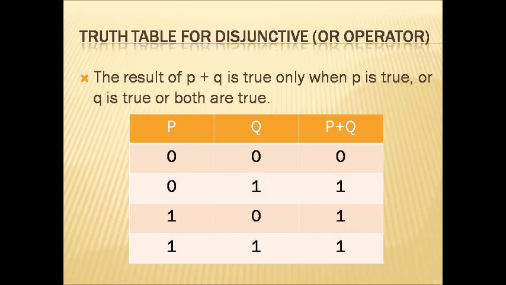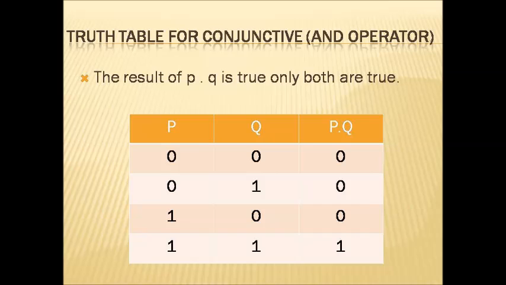Okay. Now we have the conjunction or conjunctive operator. This is also called the AND operator. So here also we can see that P and Q are the two propositions. We are going to find the truth values for P dot Q. So here you can see that P and Q have 4 sets of values.